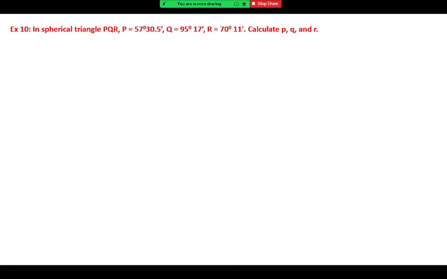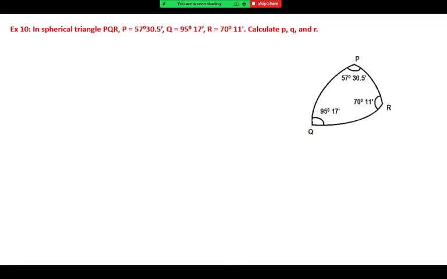Come to the question now. Tell me which three quantities are given? Angle. All three angles are given, and we have to find out all three sides. So whenever AAA or SAS is given, we have to use the polar triangle that we already know. So use a polar triangle.